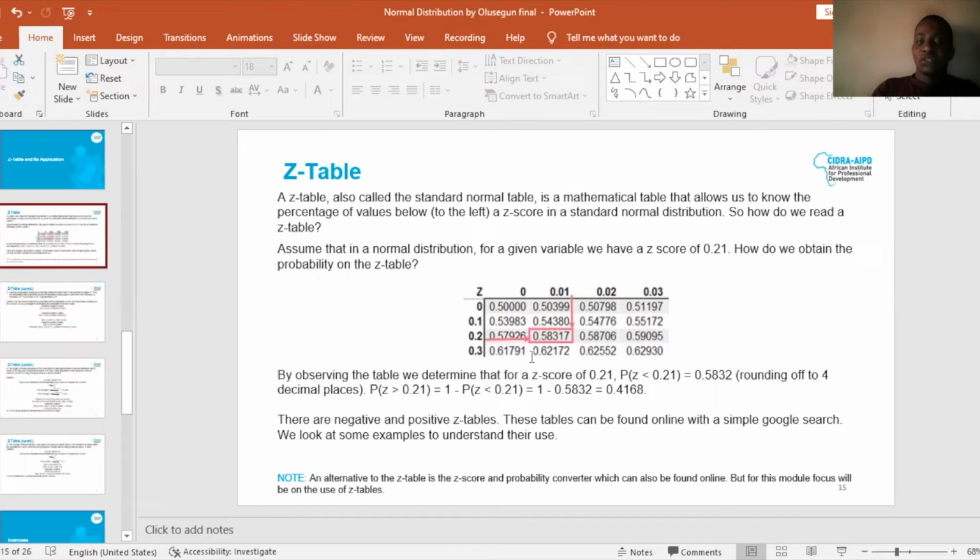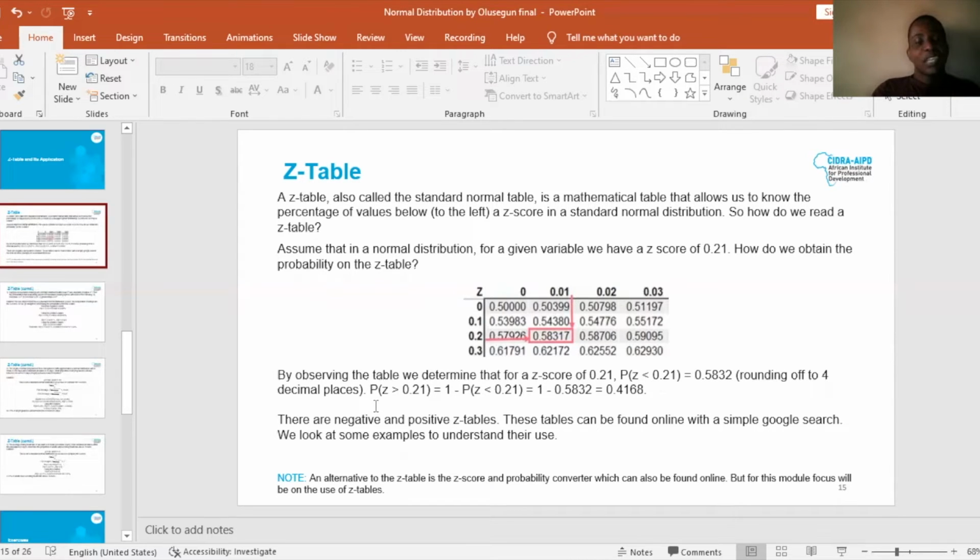The percentage of the probability of values falling below the Z-score of 0.21 is 0.5832. So we round off to 4 decimal places, 58.32%. And that's why we described there that by observing the table, we determine that for a Z-score of 0.21, the probability of Z less than 0.21 is equal to 0.5832.